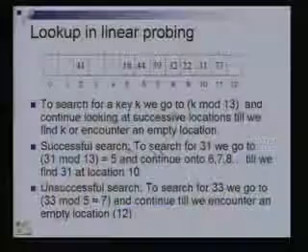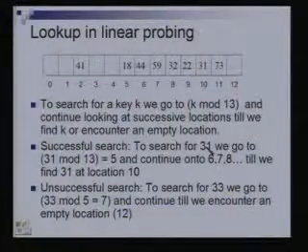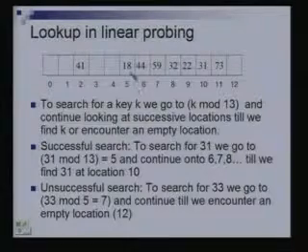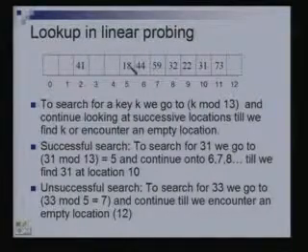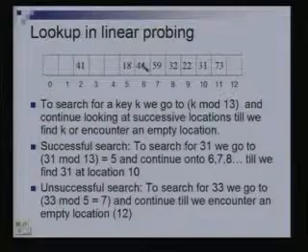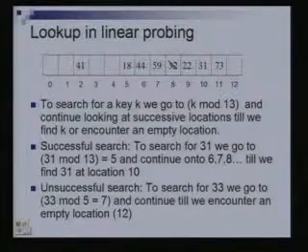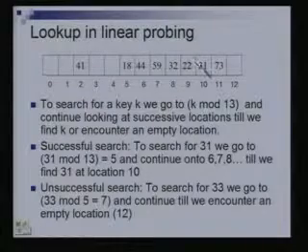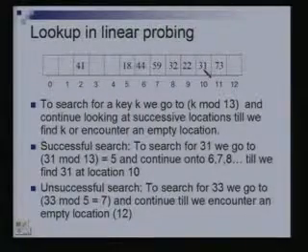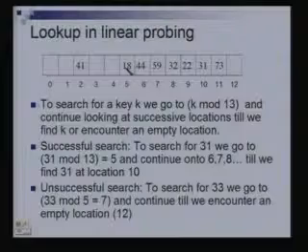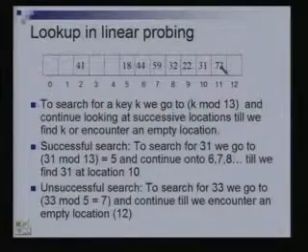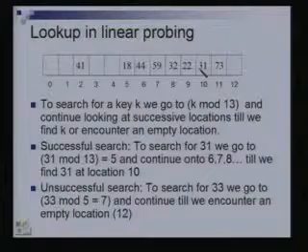Let's see. Suppose I am searching for 31. 31 mod 13 is 5. So I come here, 31 is not here. So I go to the next location. It's not here either. I go to the next location. Not here either, not here either, not here either, and I found it. When I did not find it here, I can't say it's not there in the table. It could be there. In fact, it is. So I find it here.